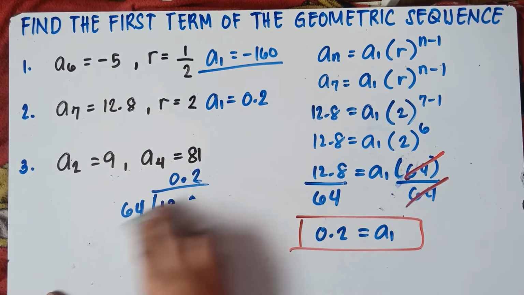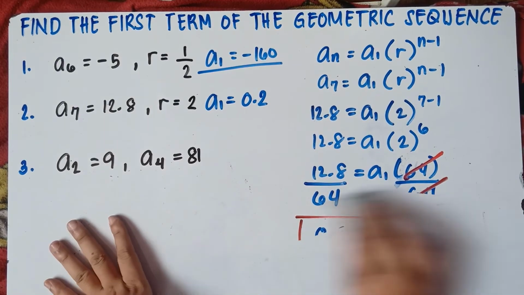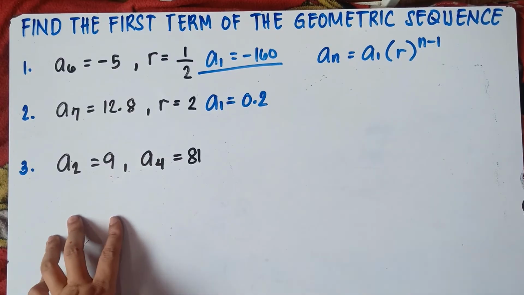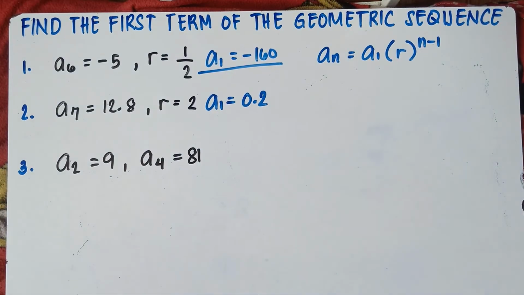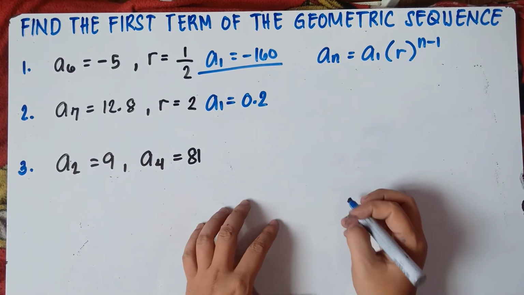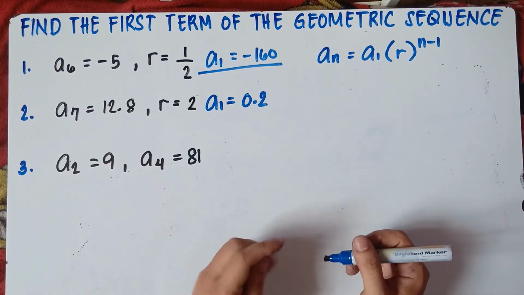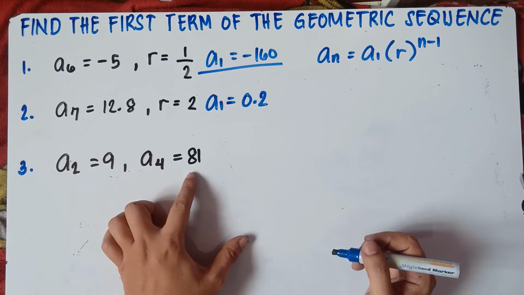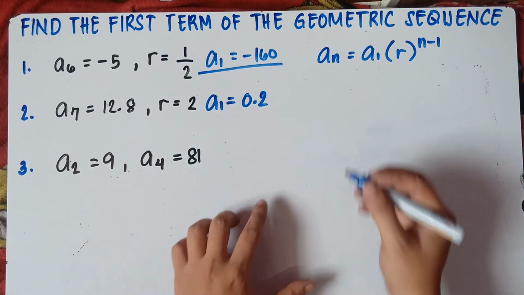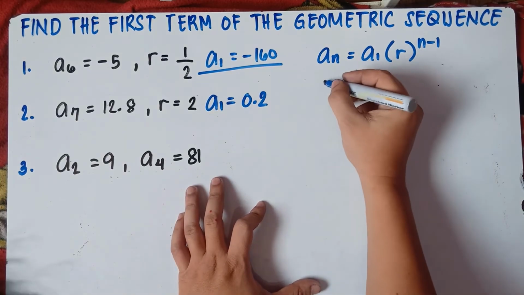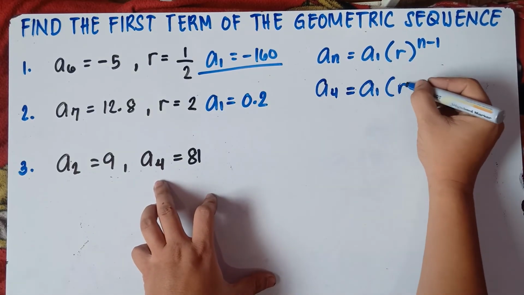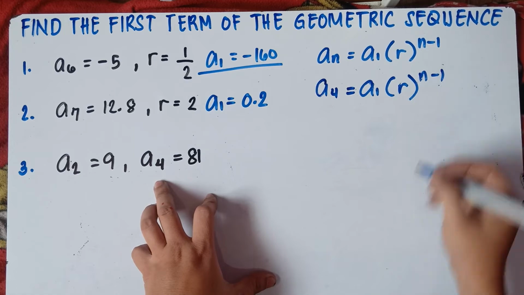So let's try number 3. I hope you're with me, class. For number 3, we have a sub 4, the last term, that would be 81. So this will be a sub 4, the last term, equals first term times r raised to n minus 1.